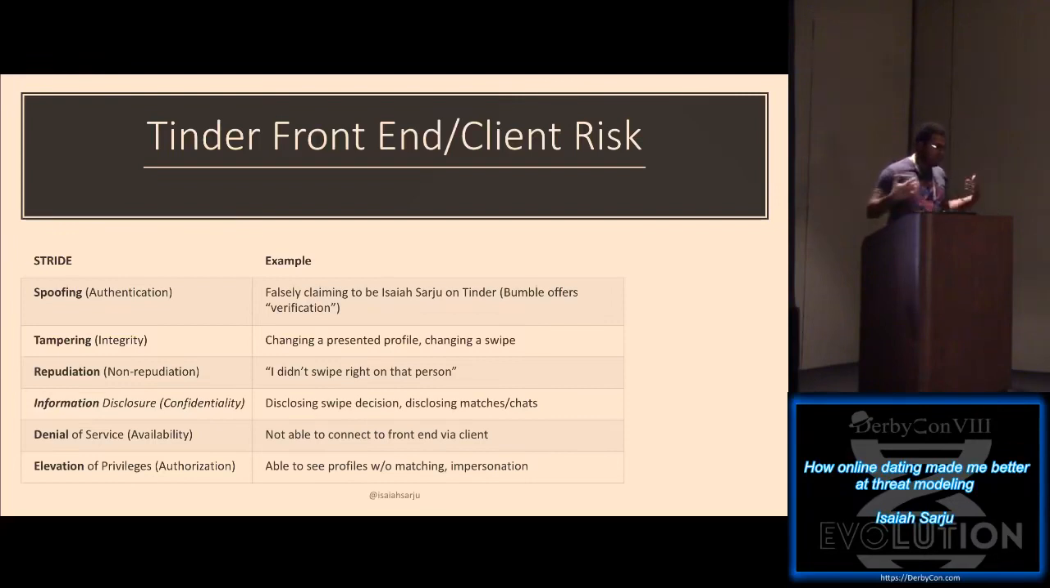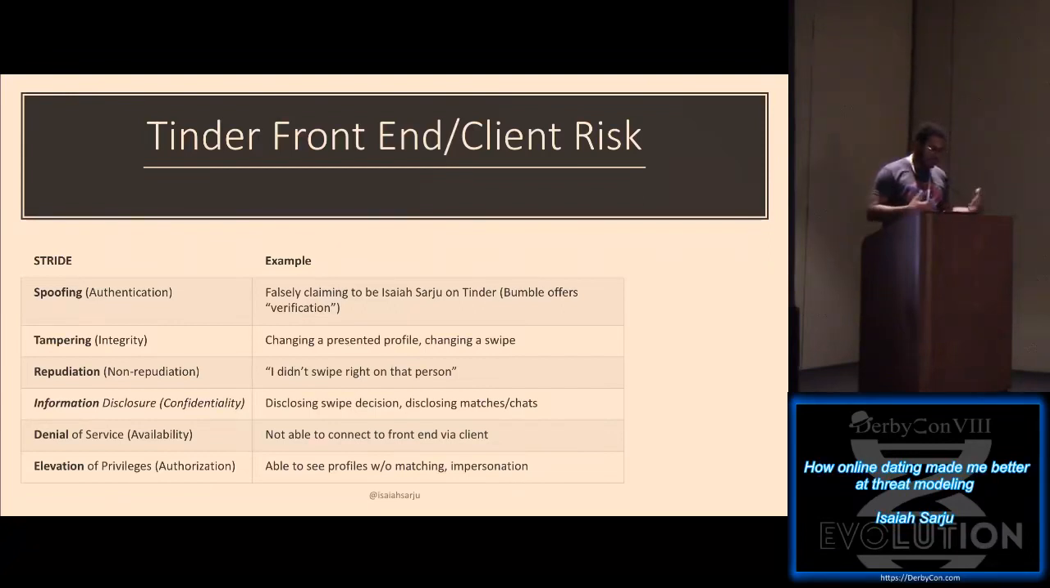Spoofing would be like saying you're Isaiah Sarju on Tinder. I don't know why you'd do that. Your success rates would go drastically down. But let's say you were to do that. On Tinder, it's pretty easy to spoof. Bumble does offer some type of verification with a photo, facial recognition. So they've thought about spoofing as part of that data flow.